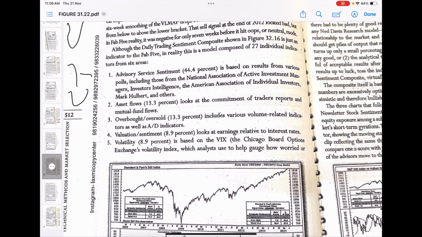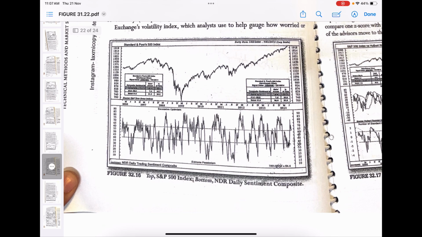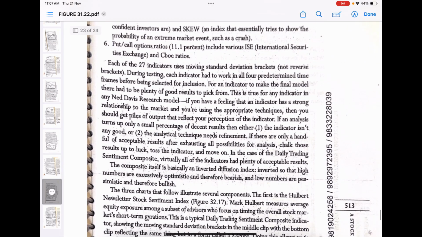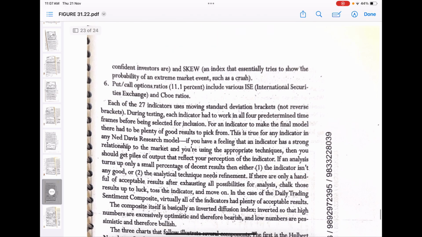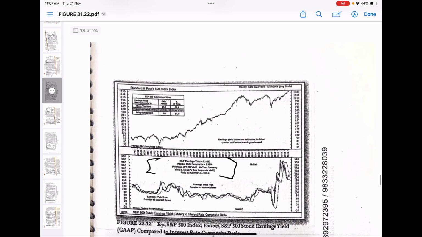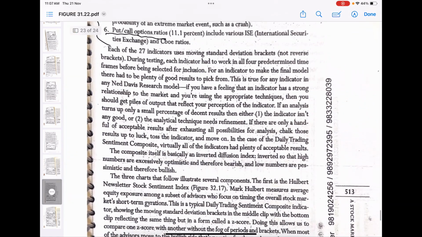Volatility is based on the VIX index. I don't have to go and describe what VIX is. VIX basically talks about the volatility or the kind of fear which is there in the market. And then we have put call option ratios, and this also we saw in the options chapter. Each of the 27 indicators uses moving standard deviation brackets.